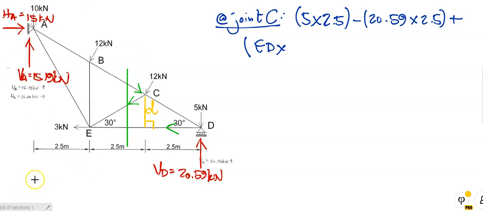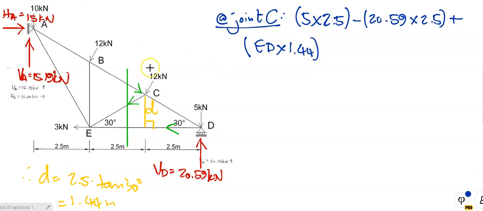So from there, I see that little d is equal to 2.5 multiplied by tan 30 degrees. You can work out the answer, and we're going to get it as 1.44 meters. So let's see. Taking moments over there, 1, 2, 3 terms in my equation, equal to 0. So therefore, we have one equation with one unknown. We can now determine ED.